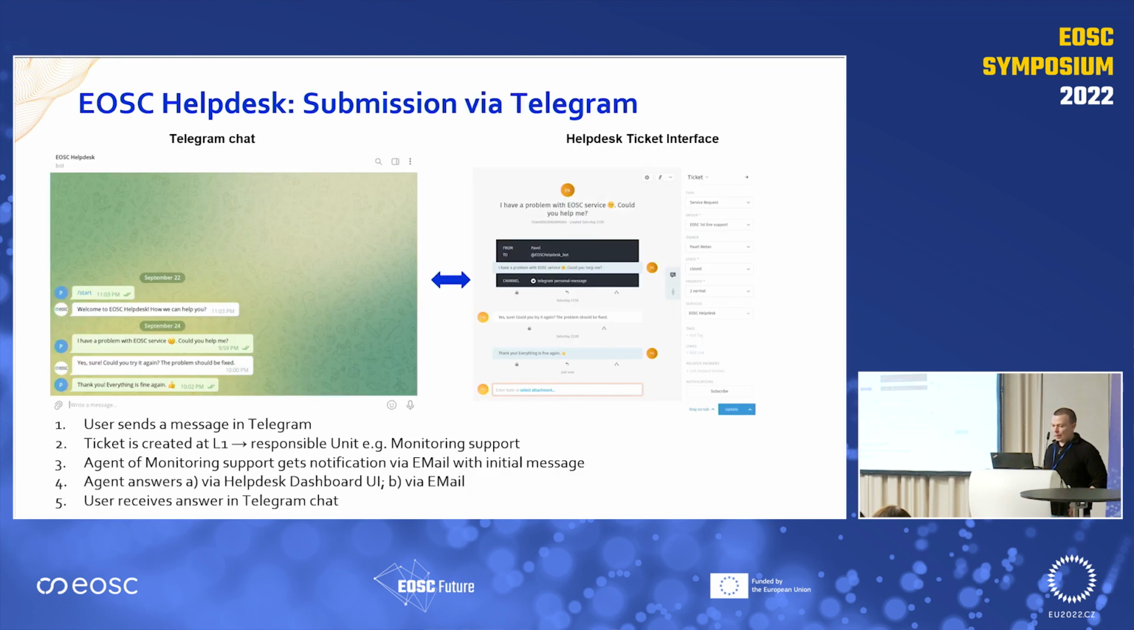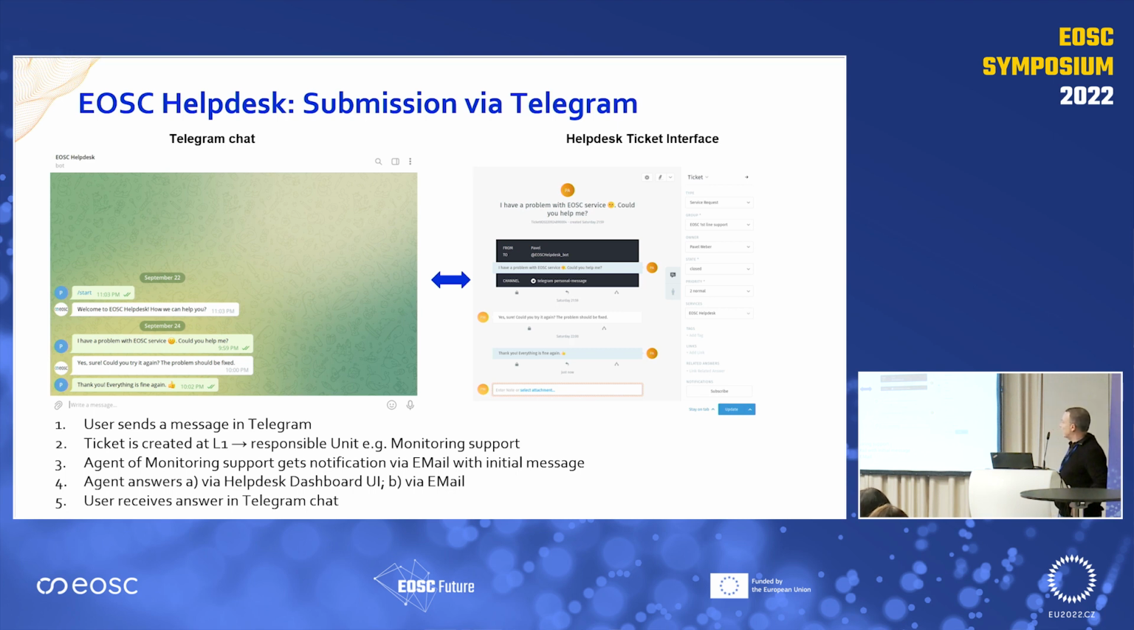And here is just an example of the workflow when contacting the help desk via the Telegram. So the user sends a message in the Telegram. The ticket is created in the level 1. So on the left side you see the Telegram chat on the mobile, and on the right is what actually comes to the help desk.